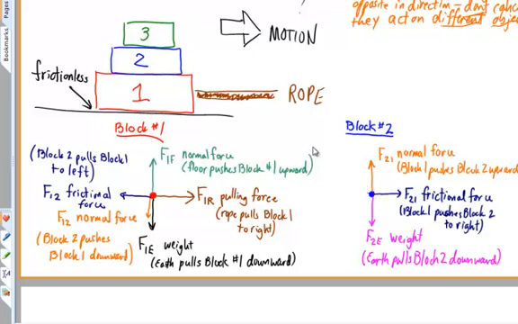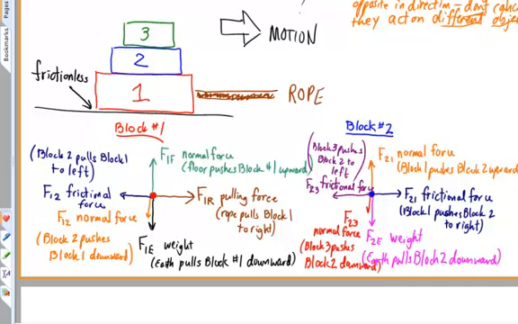Now block 2 feels some forces due to its interaction with block 3. Block number 2 is pressed downward by block number 3, another normal force. And block 2 is retarded somewhat in its motion due to the fact that it must drag block 3 along with it. So there's friction between 3 and 2. So those are the forces acting on block 2.